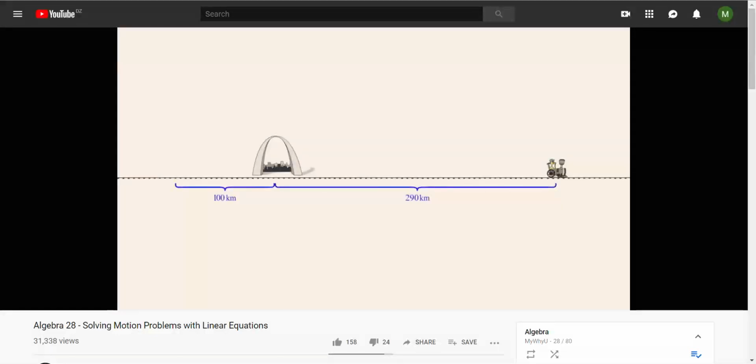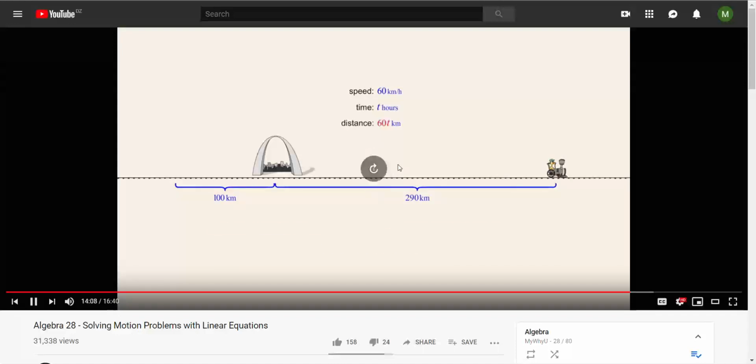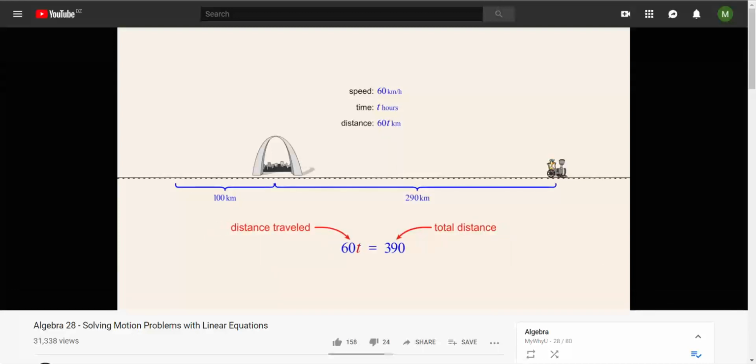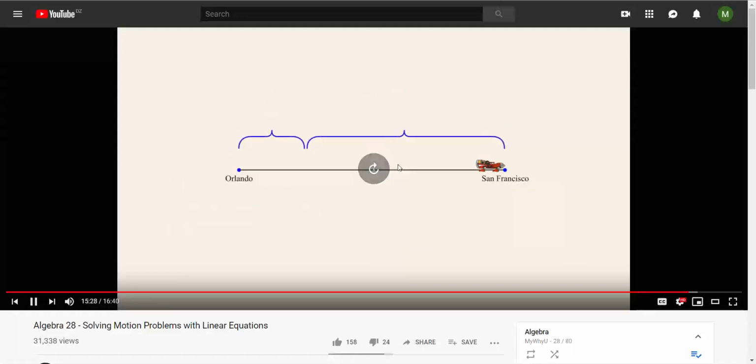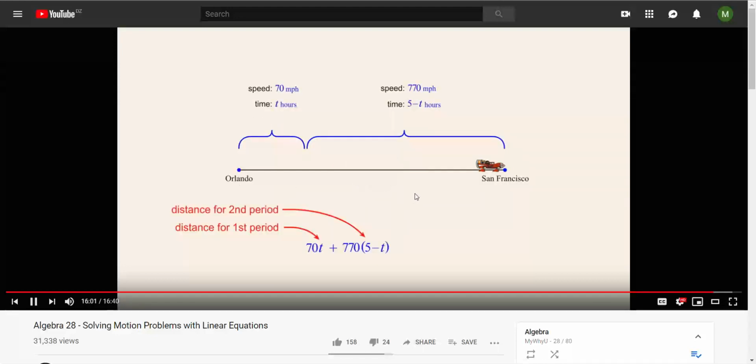The first example involved a single vehicle moving at a constant speed. The total time traveled was unknown, so we represented that value as t, producing an equation containing a single variable. In the last example, the speeds for each period were known, but the length of time for each period was not known. Each period has expressions for speed, distance, and time.